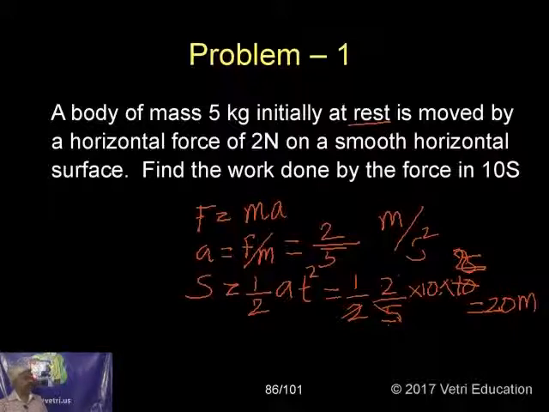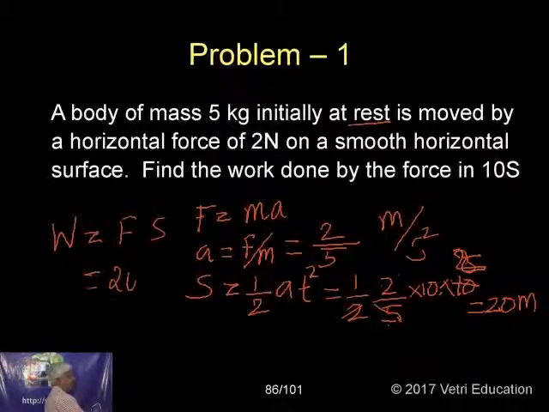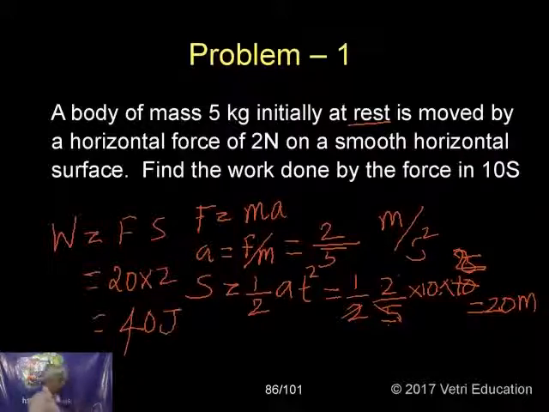Once you know displacement, the work done can be calculated. This work done is equal to force into displacement, Fs. Force 20, displacement 2, therefore 40 Joule. This is done. So somebody having confusion, sir, you already told Fs cos theta, why cos theta won't come? Kindly go through the problem.